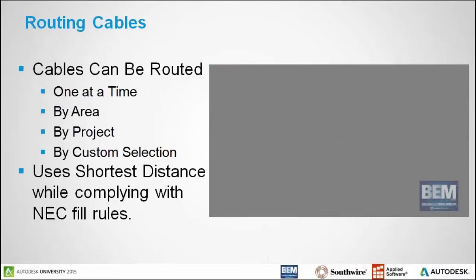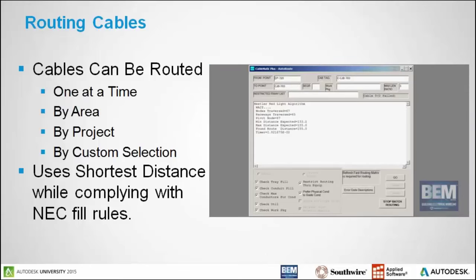Routing cables is very simple. The program will use the XYZ coordinate of the origin and destination and then route the cable through the complete raceway. While it's doing this, it is checking for the NEC rules applying to tray fill and conduit fill. You're seeing the algorithm running the cables in real time.